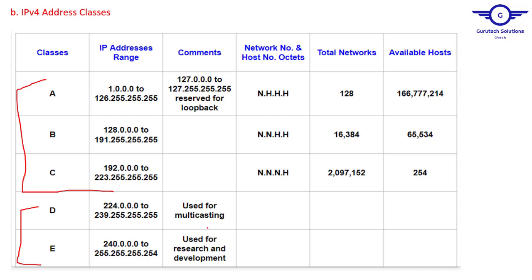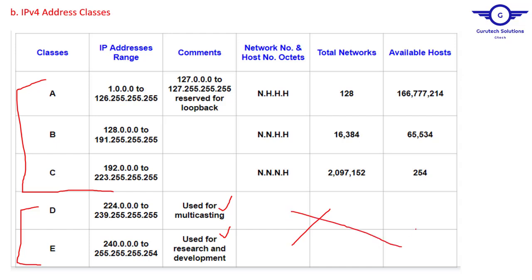For example, class D is only used for multicasting. We will see a sample when we are going to configure OSPF. And class E is reserved for future development and research. It's not even used. But you have to know that we only use class A to class C. We don't use class D or class E. So that's why you can see all of these are blank.